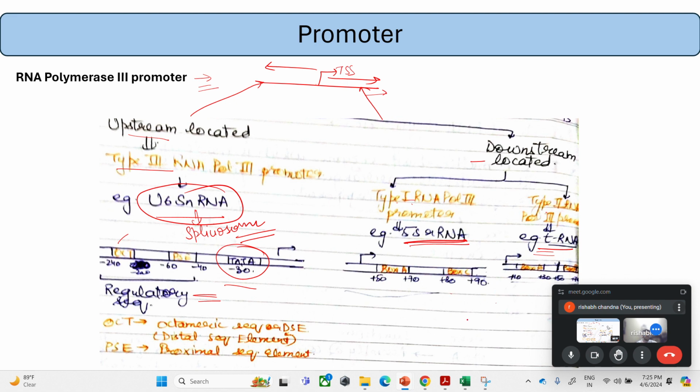But the major information about these promoters is limited to these particular sequences, and no further information is available, and research is going on about these promoters. So any problem till now about the RNA polymerase 2 and 3 promoters?